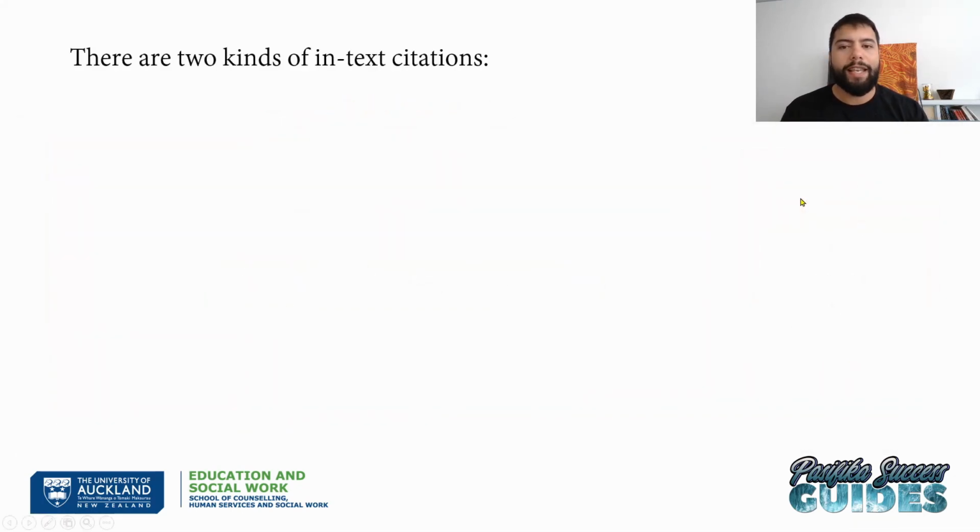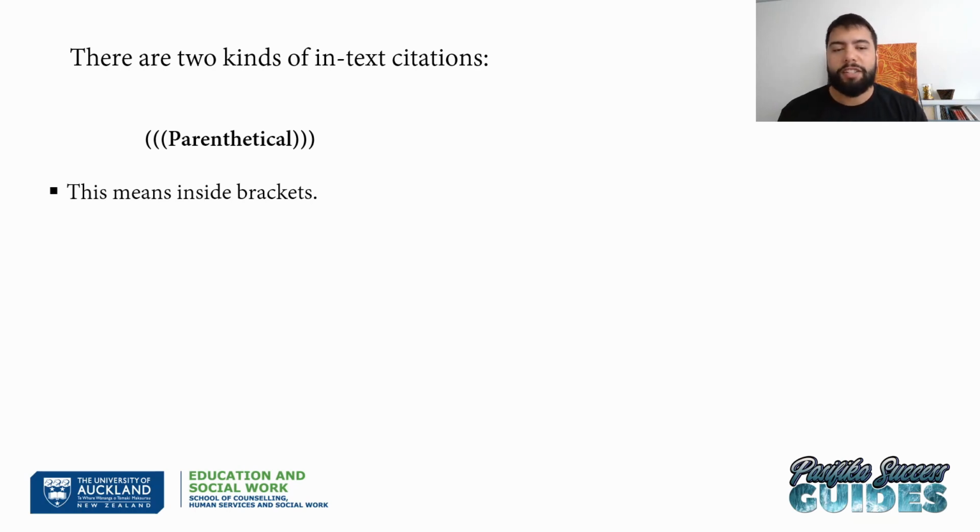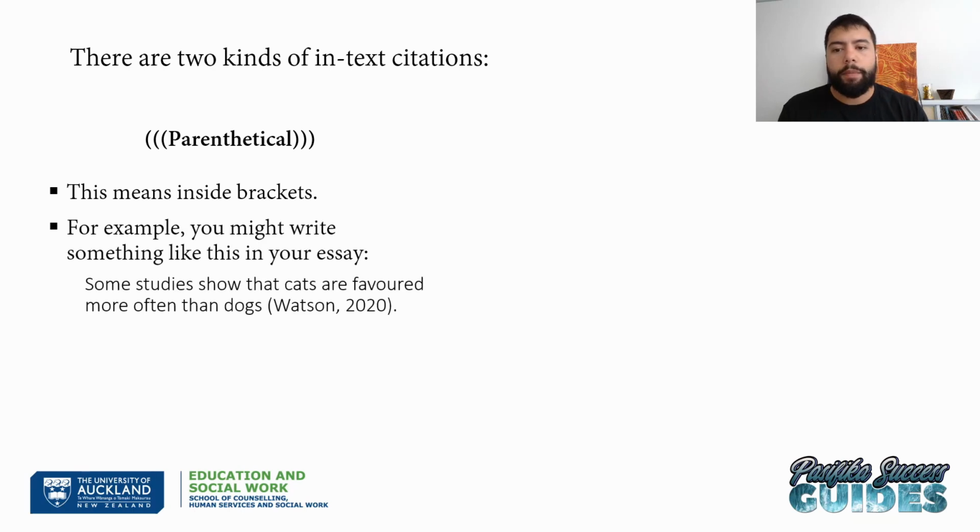There's 2 types of in-text citations. First of all, we'll talk about what's called parenthetical citations. This just means inside of brackets. And this is used in a situation where you're not using the citation as a subject or as an element of your sentence. So an example of this is if in my essay I said something like, some studies show that cats are favored more often than dogs, I'm actually just making a claim, and I'm putting that reference at the end of that sentence to give some credibility, or to show the source of where I got the information for that claim.